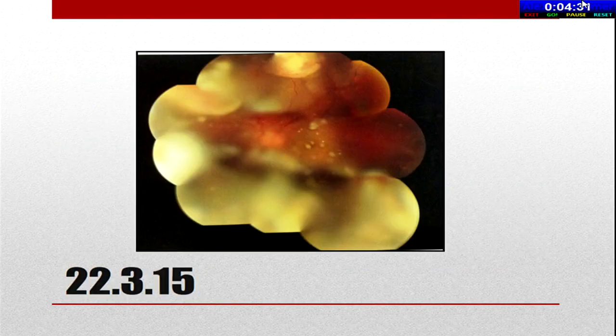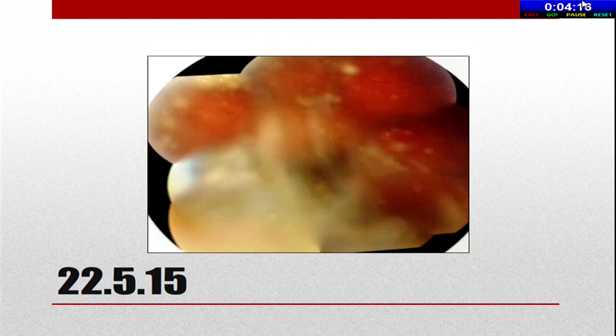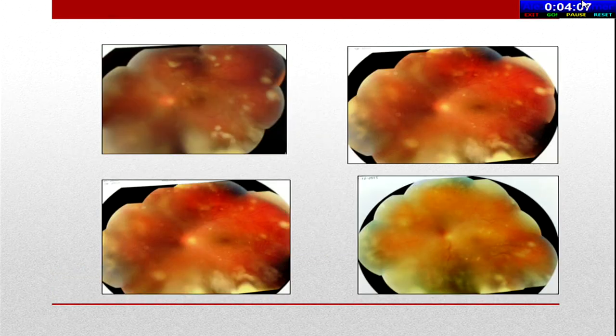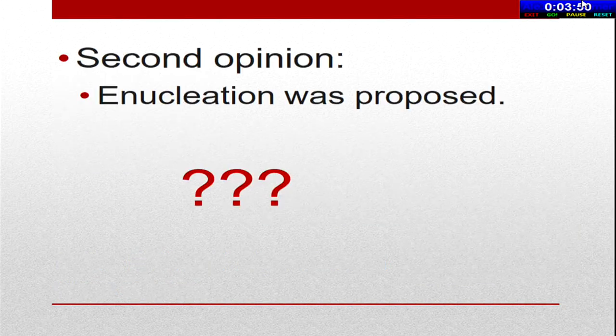We started first with high-dose chemo as a protocol, but the tumor was gone with one cycle of chemo, but the seeds were there. We continued standard chemo and periocular injection of carboplatin and then topotecan. Vitreous seeds were reducing, but not going completely. Then we gave intravitreal topotecan. With topotecan, the vitreous seeds responded well, but not completely.